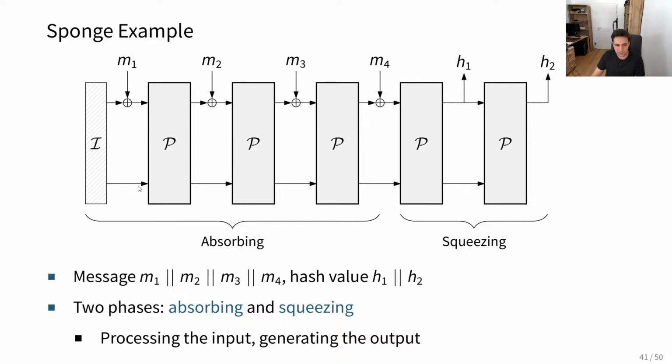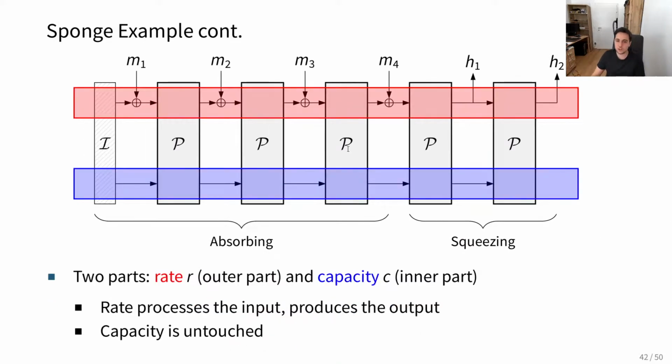And then we have the second part here below that we never touch. This is also due to the sponge construction. Essentially, these two parts are called rate and capacity. The first part here is the rate. We call it rate in sponge terms, also the outer part sometimes. And below is the capacity, which is called the inner part originally.